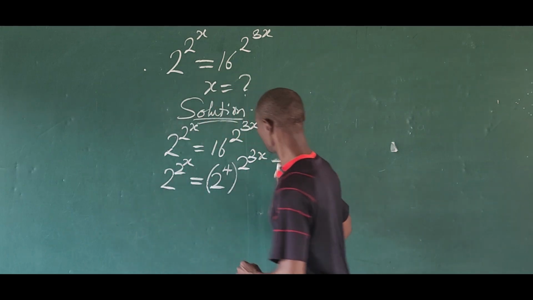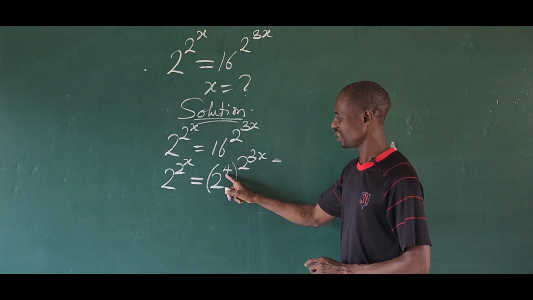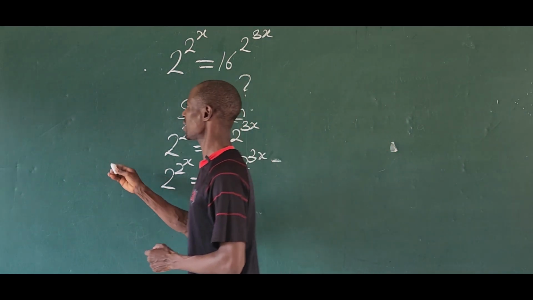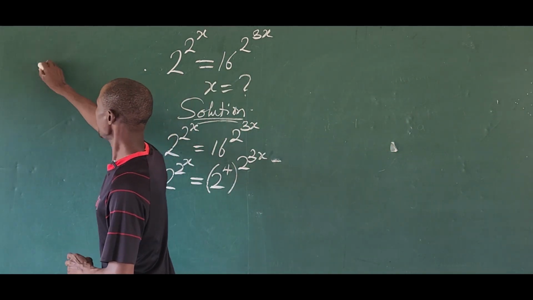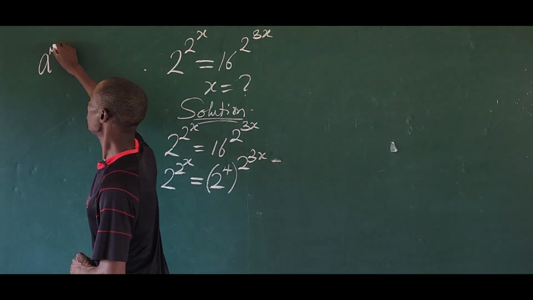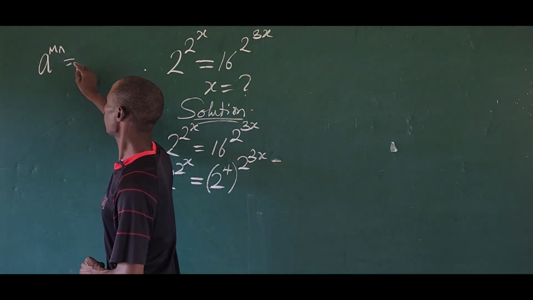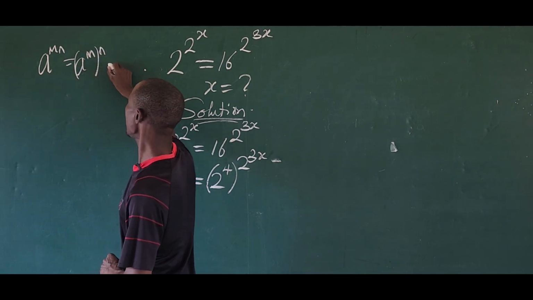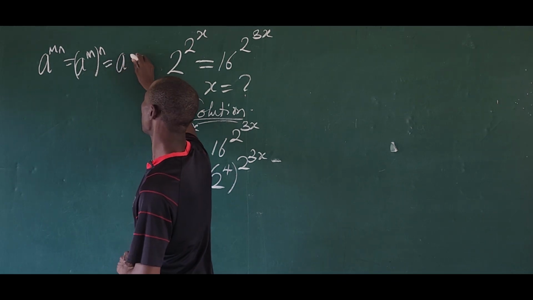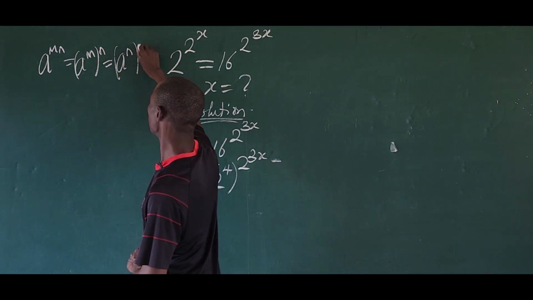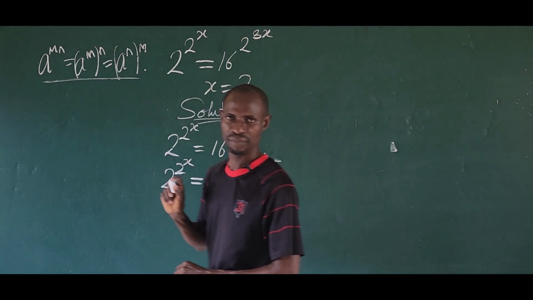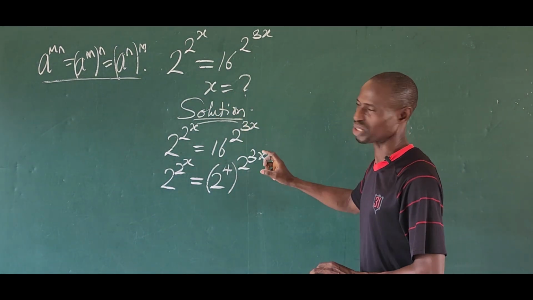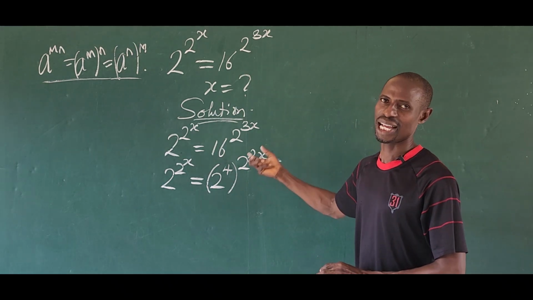So with this here, look at this. We are having a power here, and we equally have a power here. The law of indices says that if you have a to the power of m, all raised to the power of n, this is equal to a to the power of m times n, which is the same thing as a to the power of n, raised to the power of m. This is a simple law, right? However simple it is, it is very important in solving exponential equations.